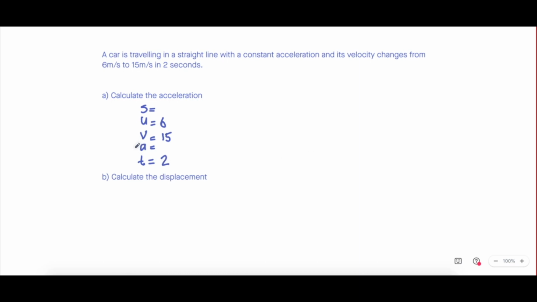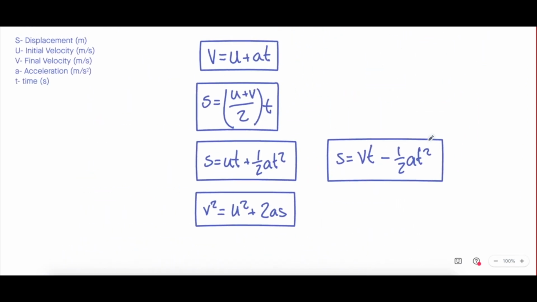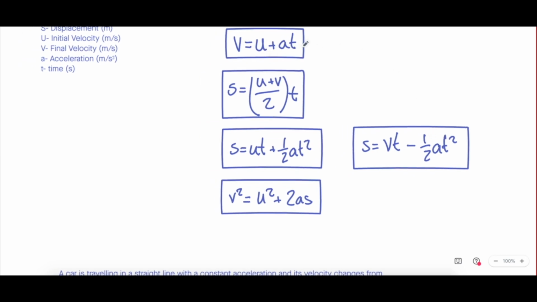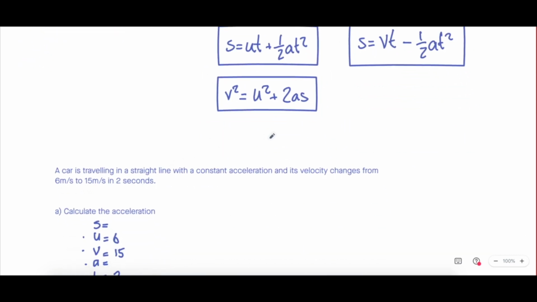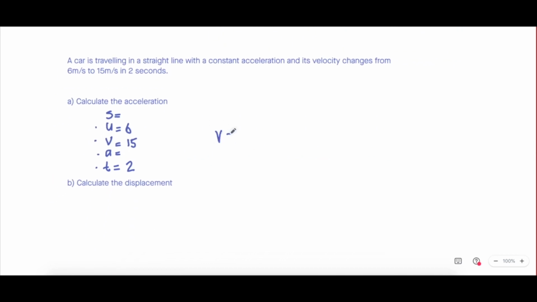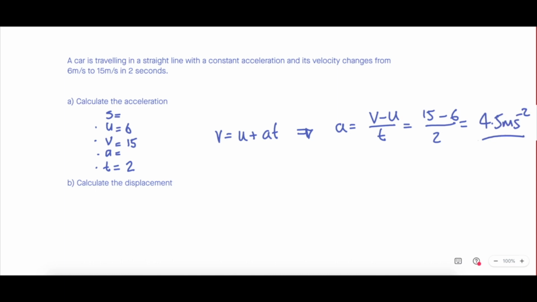We want to work out the acceleration, so we need to find an equation with u, v, a, and t all in it. If you look up at the equations that we've got, u, v, a, and t, that would be the first equation here. So that's the equation we need to use: v is equal to u plus a times t. Rearrange that to make a the subject, so a is equal to v minus u over t. That's 15 minus 6 divided by 2. Put that in your calculator, and you should get 4.5 meters per second squared.